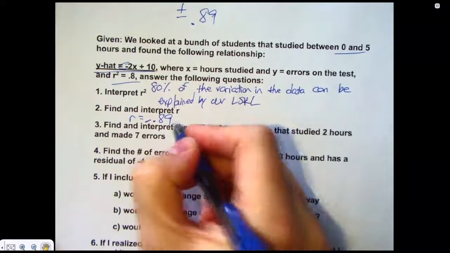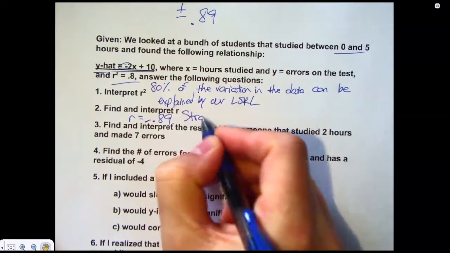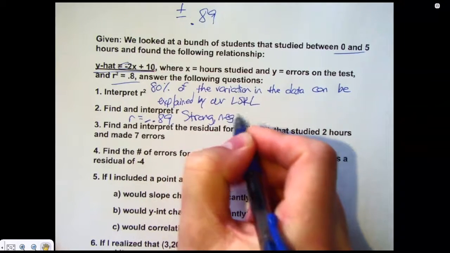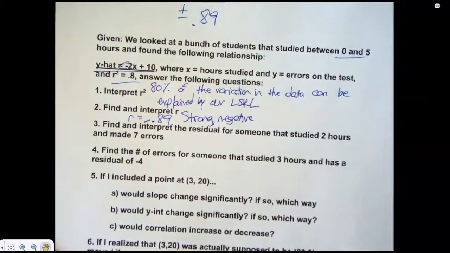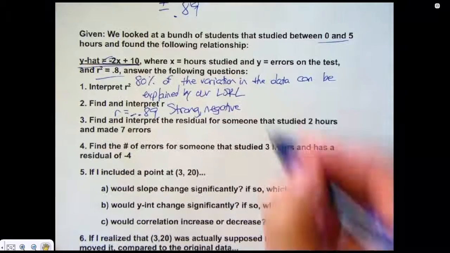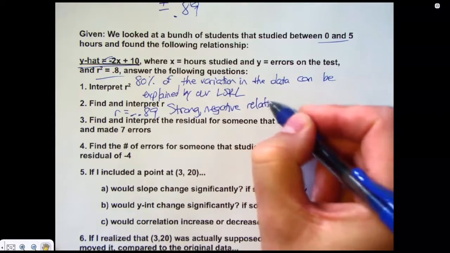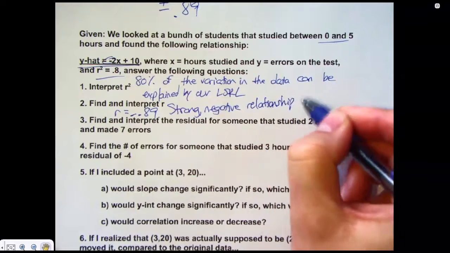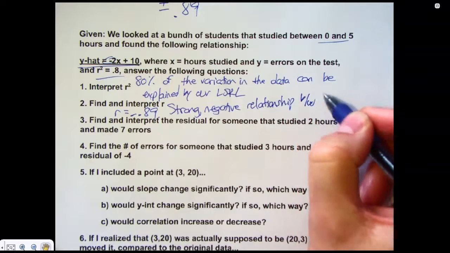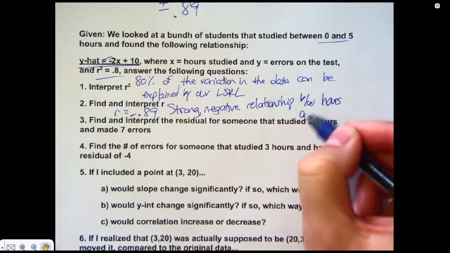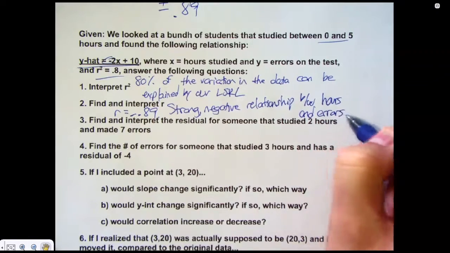Then interpret it. I would say strong, negative. Do I know right now if it's linear? I do not. Relationship, but what else do I still need? Need context, so I'd say between hours and errors or something like that. Studying and errors is probably a little better.